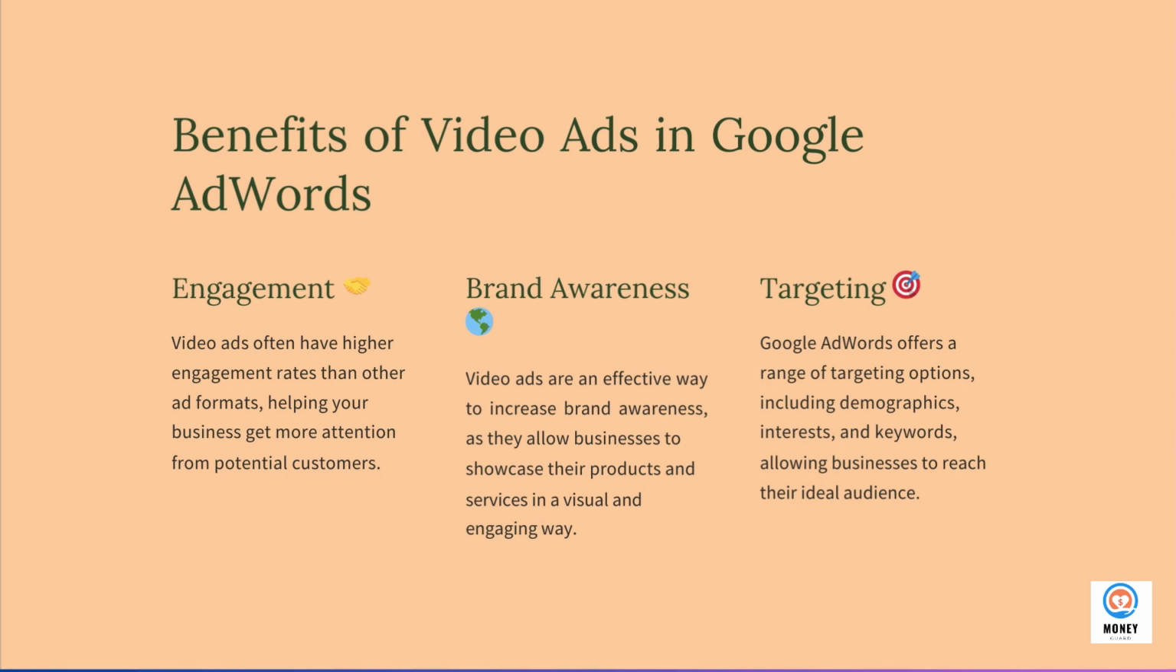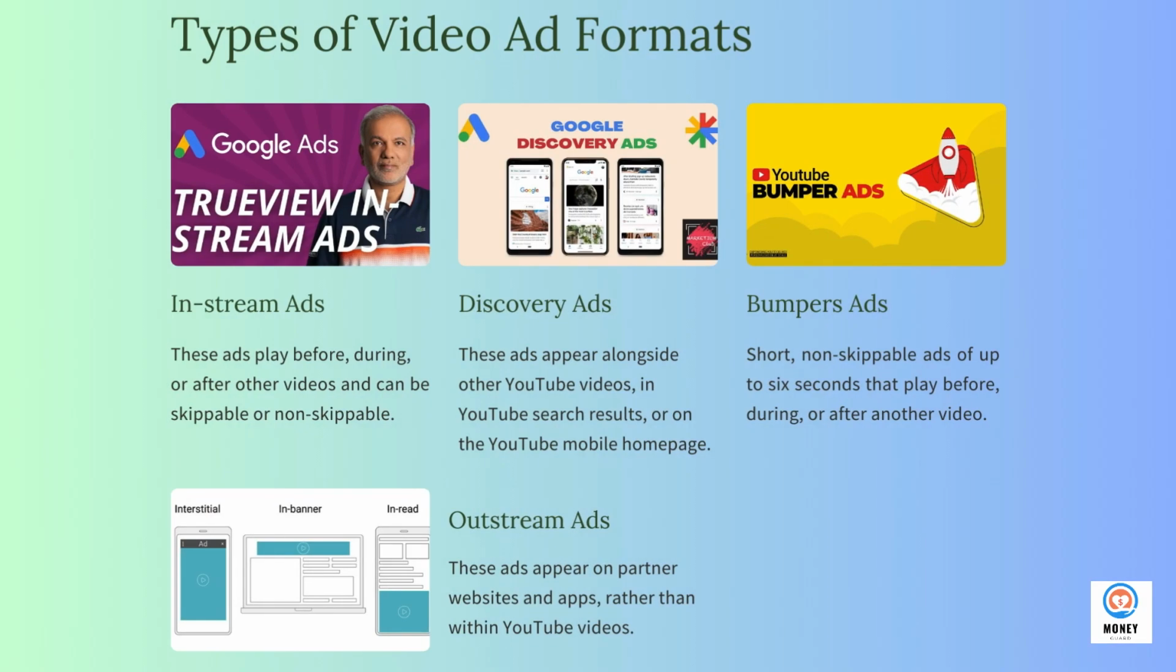Targeting. Google AdWords offers a range of targeting options, including demographics, interests, and keywords, allowing businesses to reach their ideal audience. Types of video ad formats.